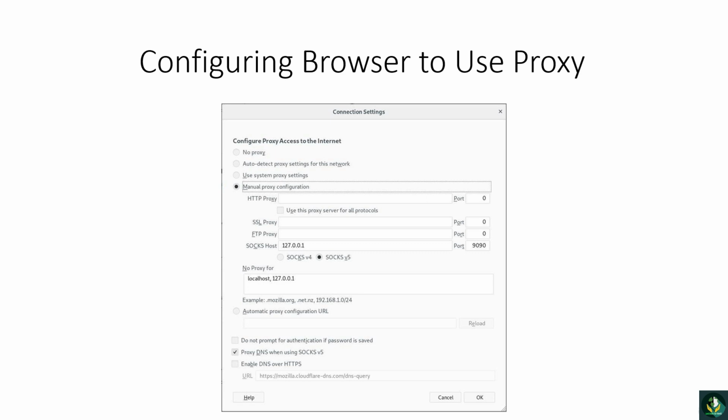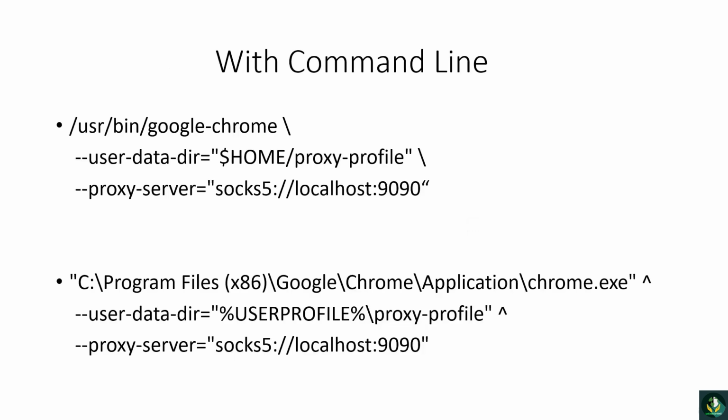In Google Chrome, you can use the default system proxy setting instead of changing your operating system with a proxy command. You should use a command line: launch Chrome with a new profile and use your SSH tunnel with a command like this. This will be the command line for Linux, and this will be for Windows.